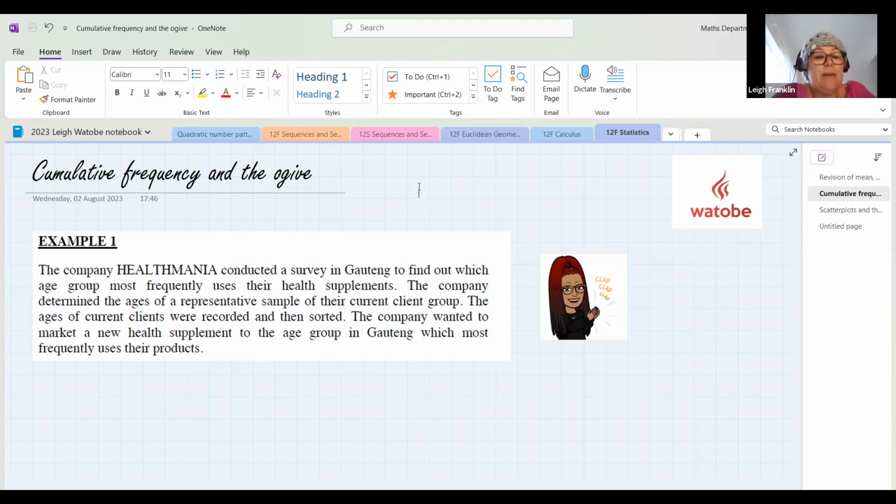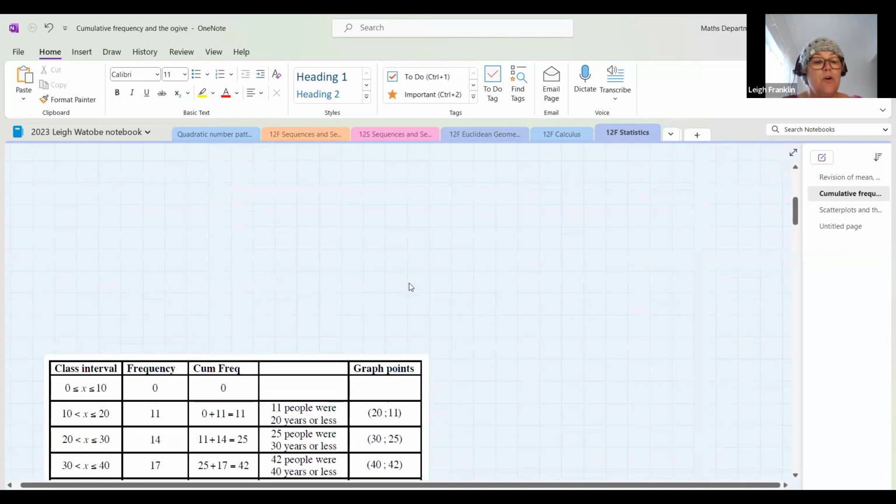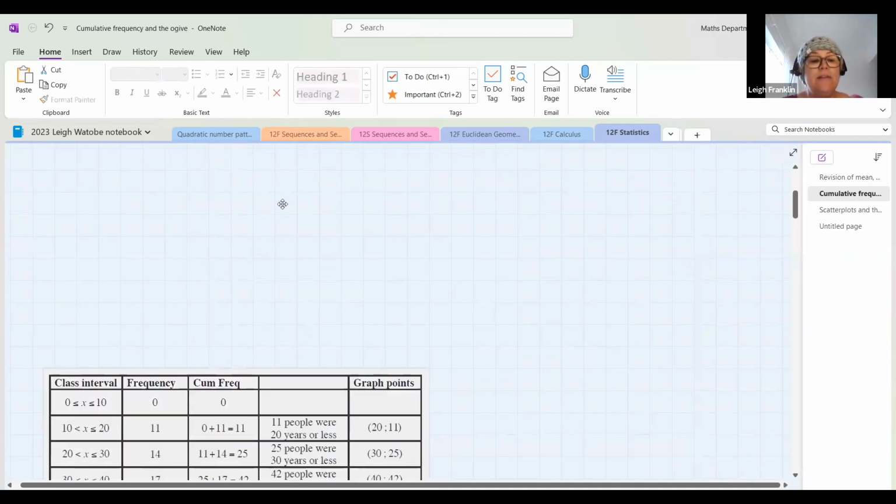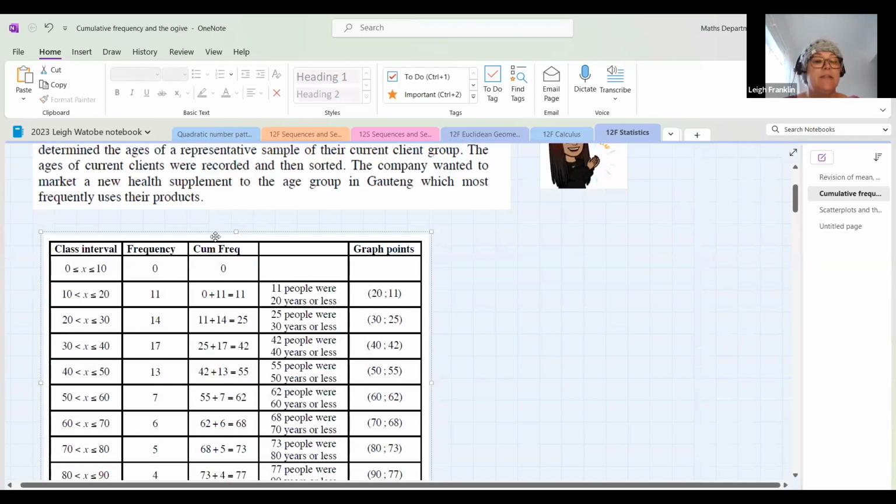It says the company Health Mania conducted a survey in Gauteng to find out which age group most frequently uses their health supplements. The company determined the ages of a representative sample of their current client group. The ages of current clients were recorded and then sorted. The company wanted to market a new health supplement to the age group in Gauteng which most frequently uses their products. So this information was collected, right?